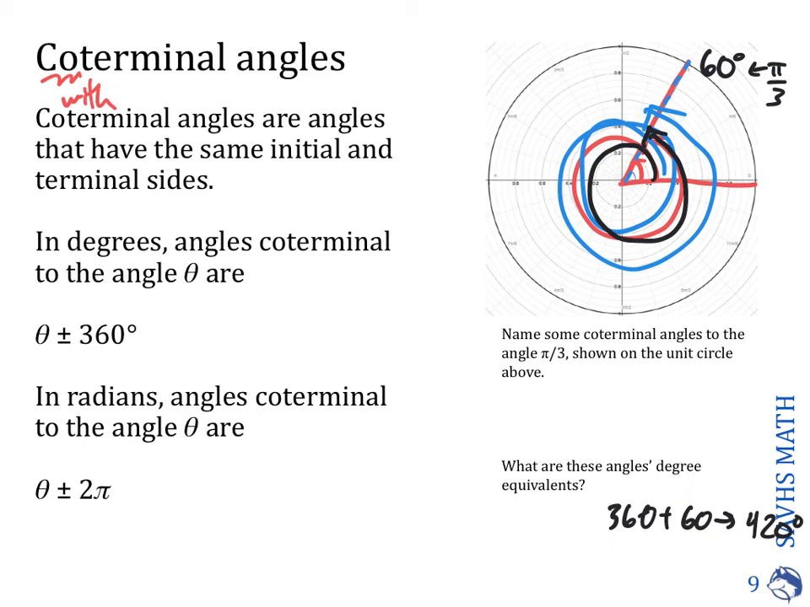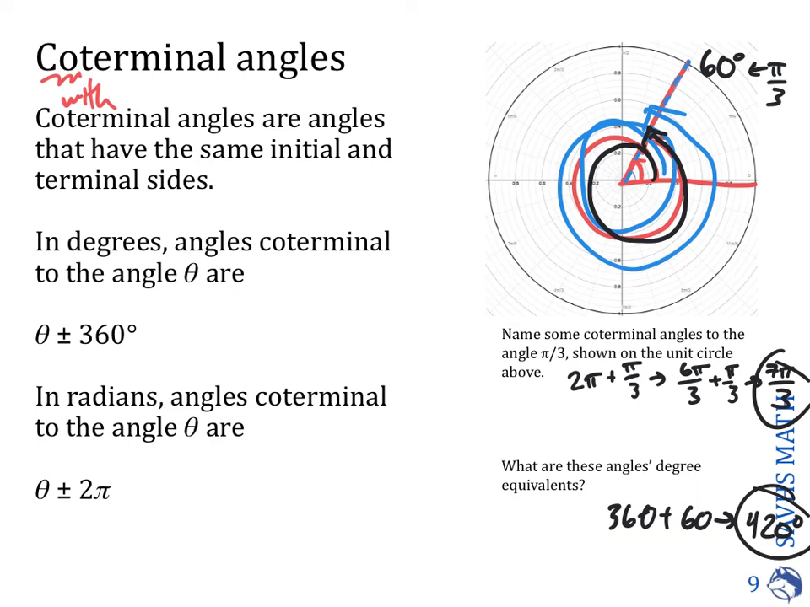If we add 2 pi to that, we get 2 pi plus pi over 3. And that would give me, okay, well, find a common denominator. I get 6 pi over 3 plus pi over 3, which gives me 7 pi over 3. 7 pi over 3 and 420 degrees lead to the same terminal edge of that angle.